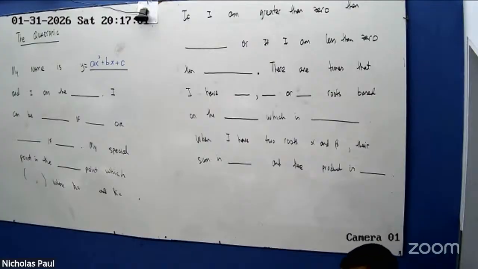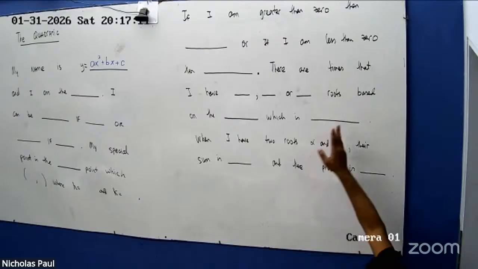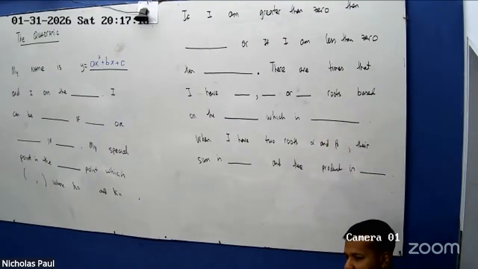But not the shape, right? It's the solution set. If it's more than 0, right? It's the solution set.